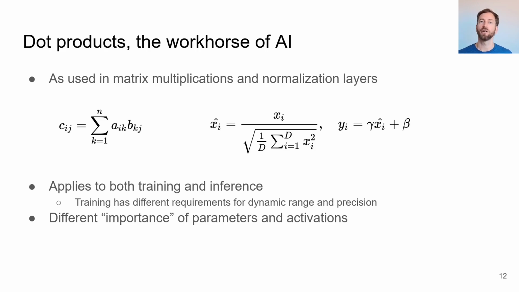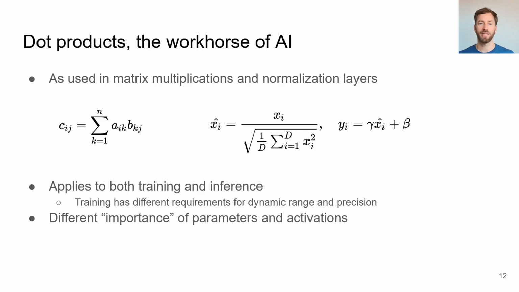However, dot products are not only used in matrix multiplications, but also in normalization layers, like for example here in RMS norm. Note that dot products are used both in training and inference. However, the requirements for dynamic range and precision might be different in training. So dynamic range means the ratio between largest and smallest representable value, and precision is the smallest difference between values.